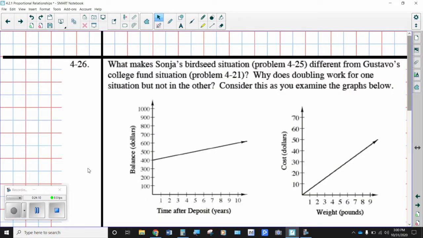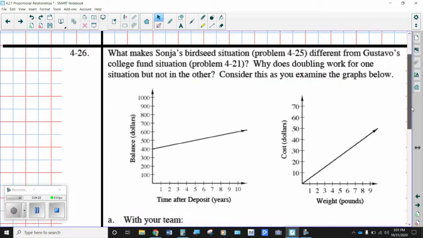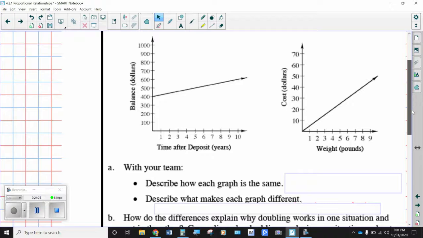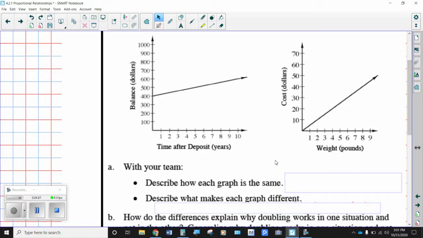Here are the graphs of the 2 situations. This is Sonia's birdseed problem. This is Gustavo's bank account college fund situation. Notice the difference between the 2 graphs. Take a look at these and jot down a note. What do these 2 graphs have in common, and what do they have that is different? Okay? Take a look at it. You don't necessarily have to copy them into your journal. Just think about this. What do these 2 graphs have in common, and what is different about them?